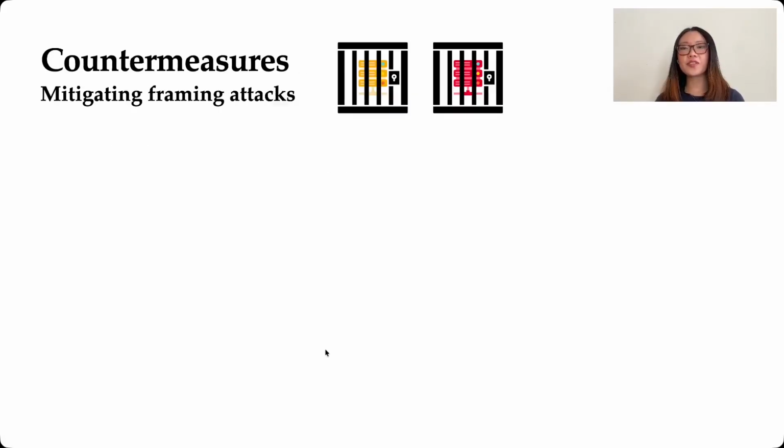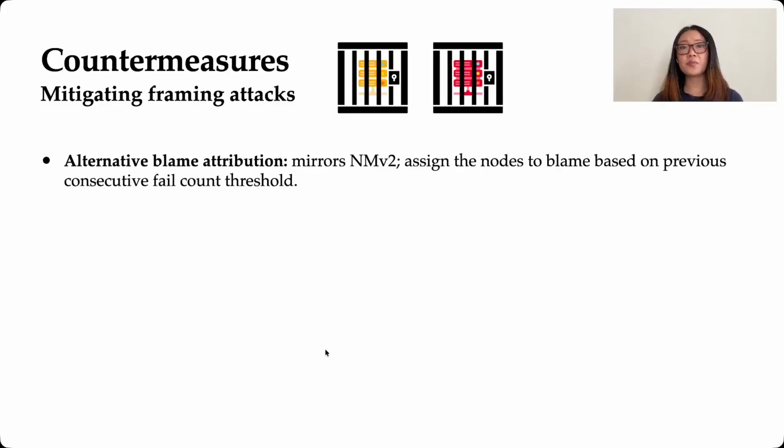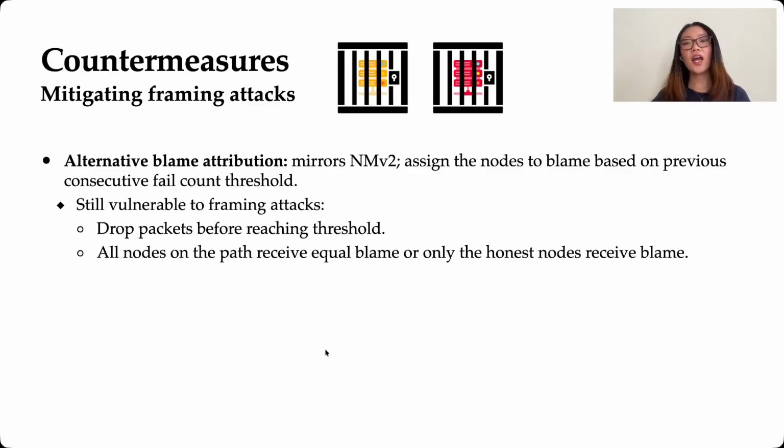So moving on to the countermeasures for mitigating framing attacks. There are two countermeasures proposed by Nym. The first one is alternative blame attribution. This mirrors the version 2 design, where there's no pre-testing phase. In this countermeasure, we assign blame to nodes based on a previous consecutive fail count threshold. However, this is still vulnerable to framing attacks because the attacker can simply drop packets before reaching the threshold. And all nodes on the path will receive equal blame, or only the honest nodes will receive the blame.